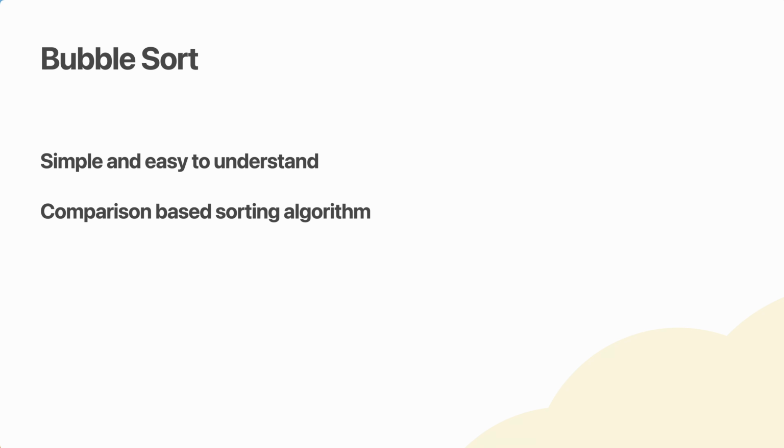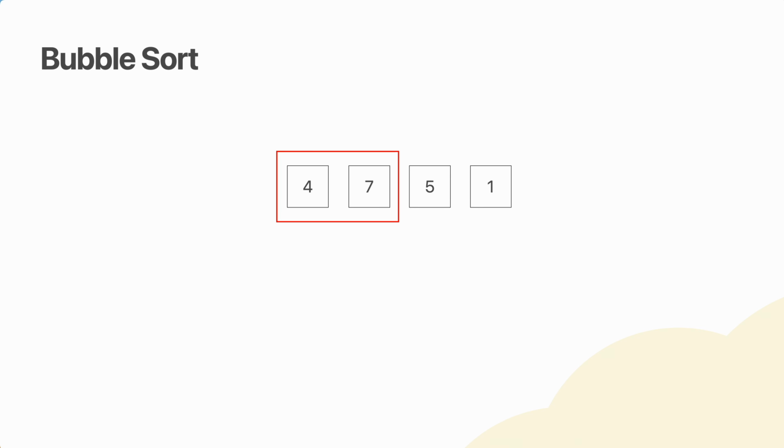Okay, let's check the example. So we will start by comparing two elements. 7 is bigger than 4, so we will swap those. Then compare another two elements. 7 is bigger than 5, so we'll swap it. And then compare another two elements, and 7 is bigger than 1, so we will swap it. And we'll go back to the beginning. 4 is smaller than 5, so we are not swapping it. 5 is bigger than 1, so we will swap it.